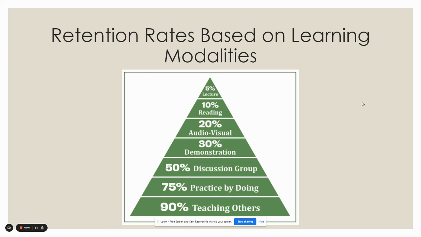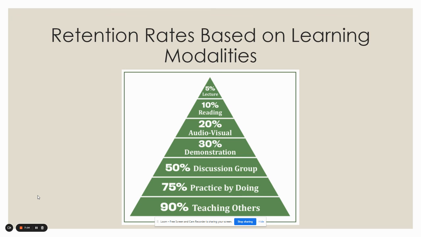And lastly, the thing we need to talk about is how you retain information. So you are going to remember only 5% of what you hear in a lecture. So that means you can't just go to class and listen to the teacher. You've got to do more than that. You'll remember 10% of what you read, 20% of what you see and hear, 30% of what you get to do as demonstration.